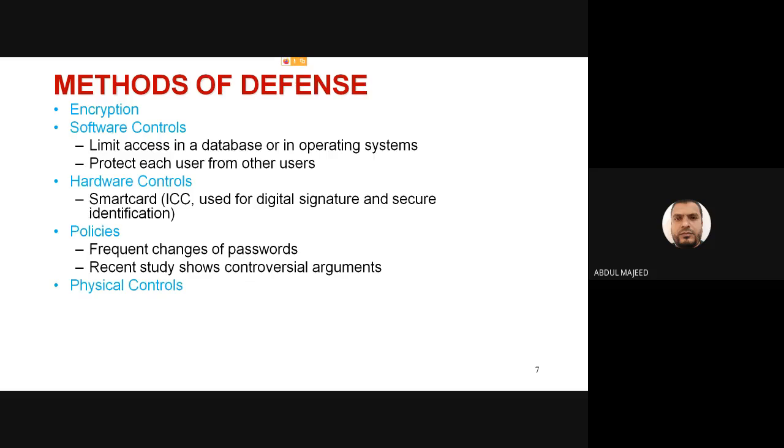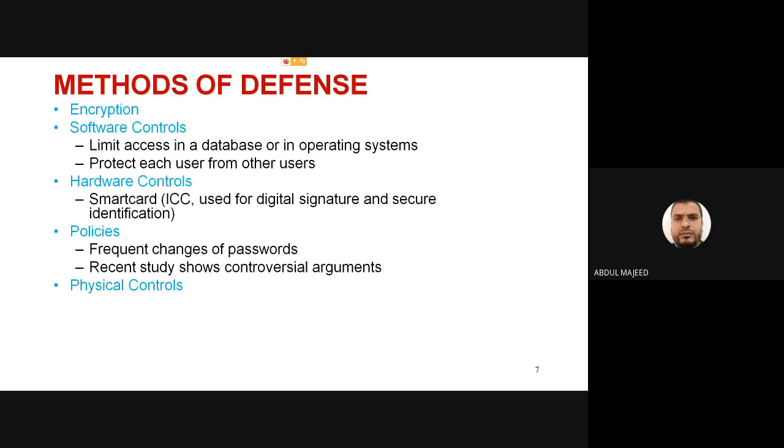An additional thing is the methods of defense. So how can we protect ourselves, right? By encryption, decryption, we can defend. By software controls, we can defend. By hardware controls, we can defend. By policies, we can defend, right? Like, don't use the same password for a long time. That is called a policy. Keep frequently changing your passwords, right?